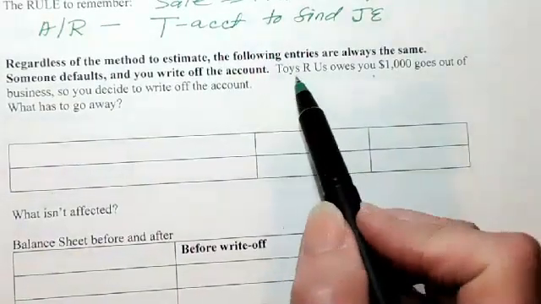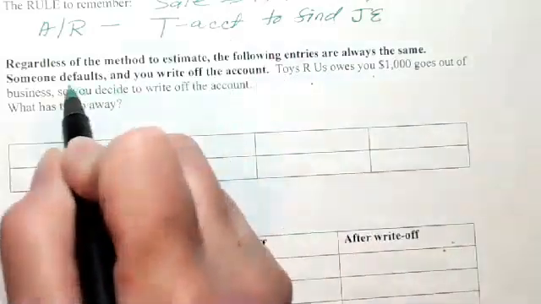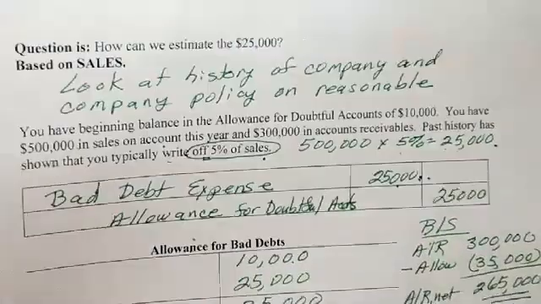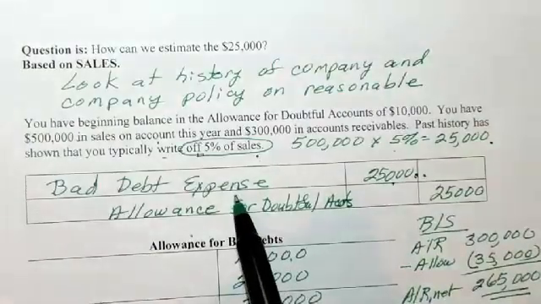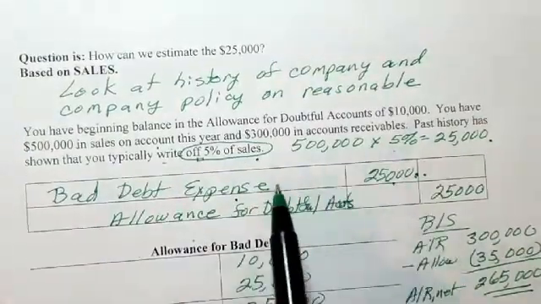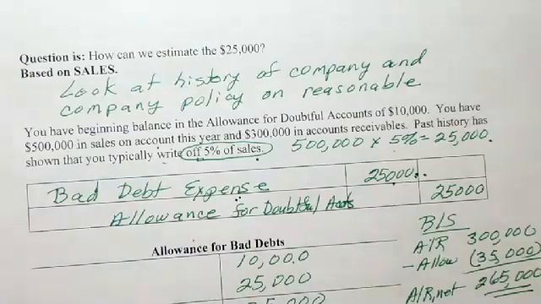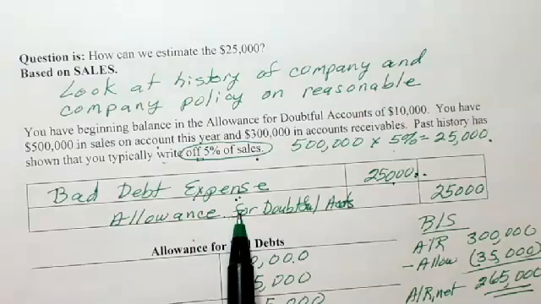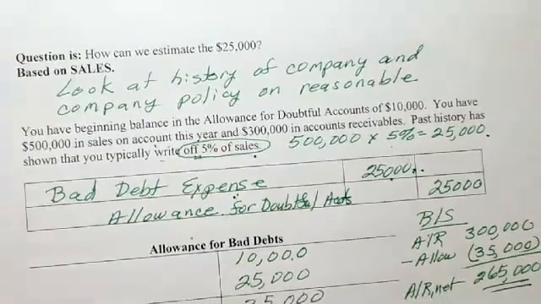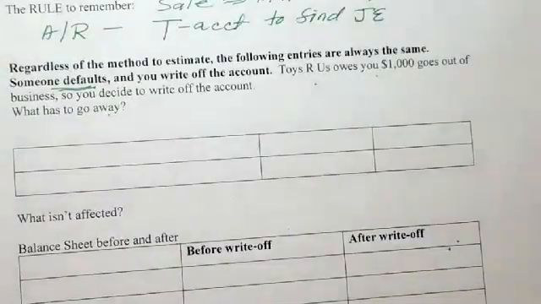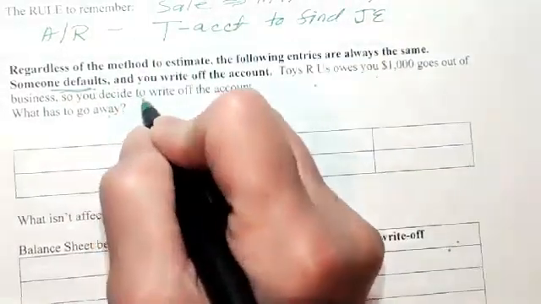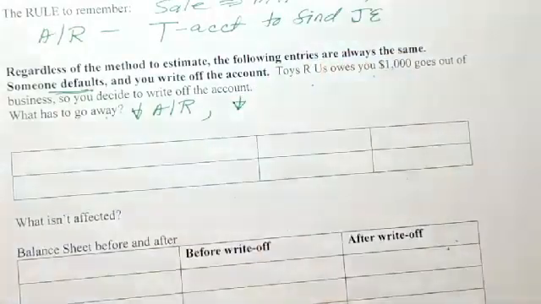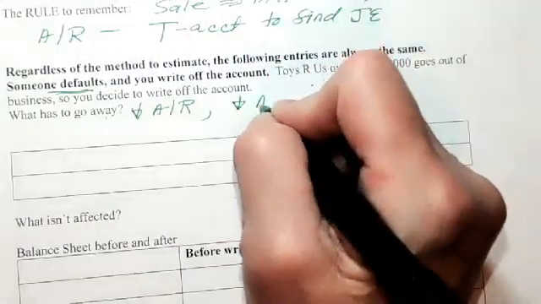This is not the adjusting journal entry anymore. This is when someone defaults. What has to go away? Remember, the bad debt expense gets closed every year, so you don't want to mess with that anymore. That got closed last year. So this allowance account has to change. We have to reduce that. They don't owe us any money anymore, so the account receivable has to go down. We have to reduce, and we need to reduce that allowance account.